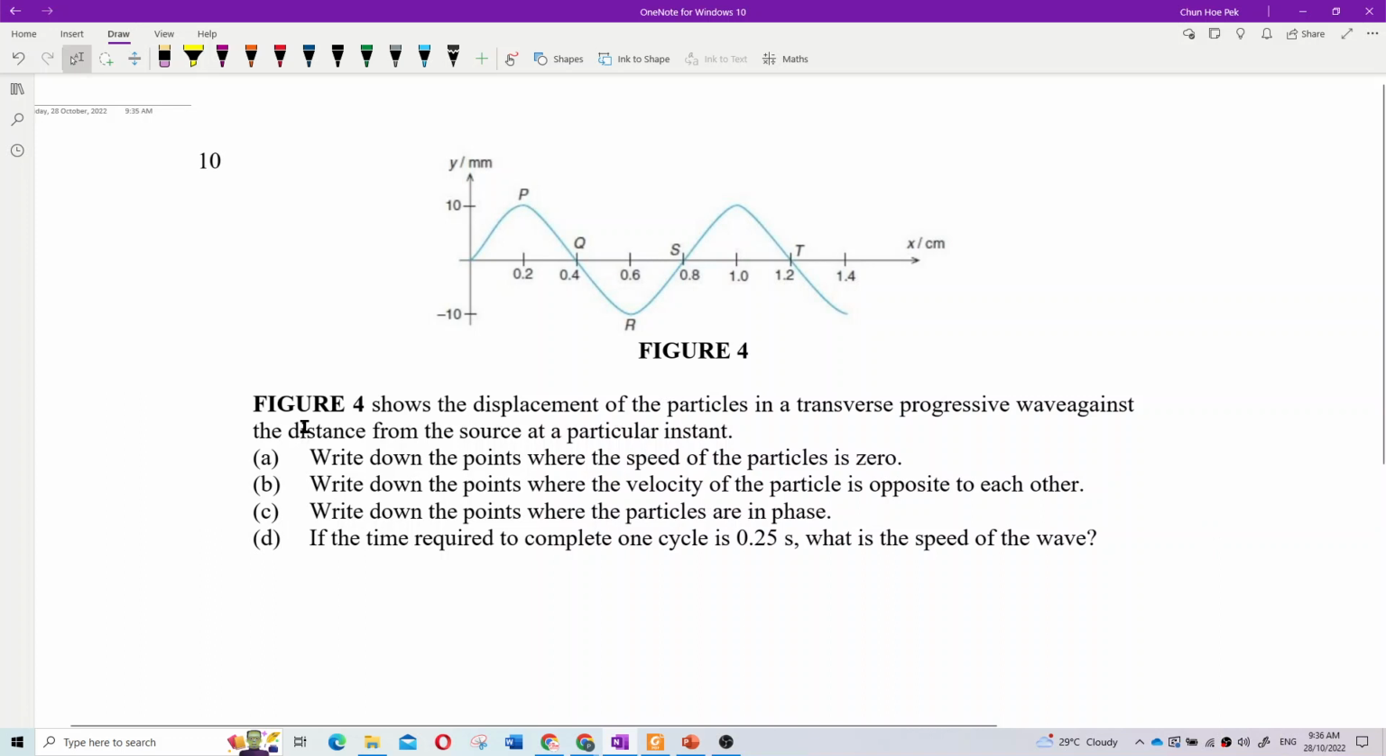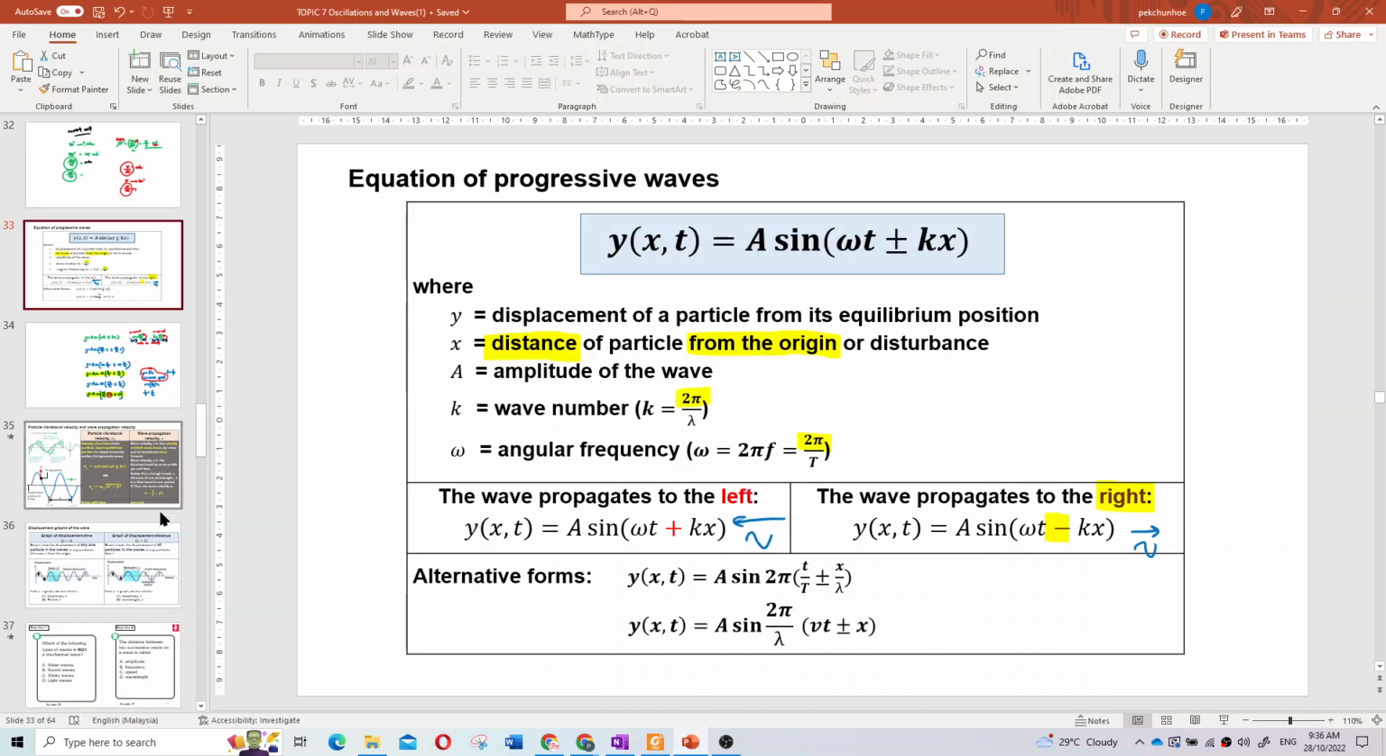Now, figure 4 shows the displacement of the particles in a transverse progressive wave against the distance from the source at a particular instant. Particular instant means at a certain time. So this is a y versus x graph. Yesterday we learned that a y versus x graph happens at a given time. Look at the notes.